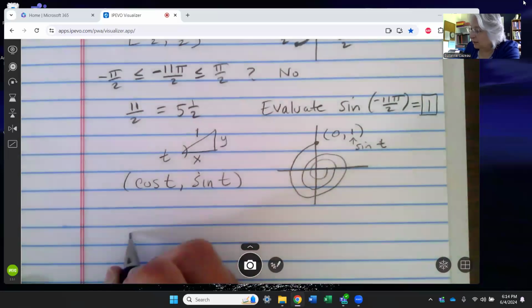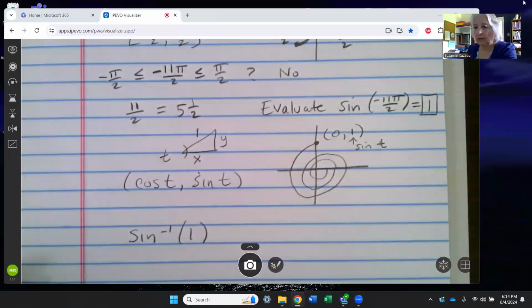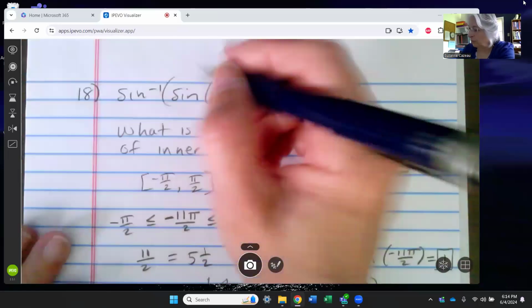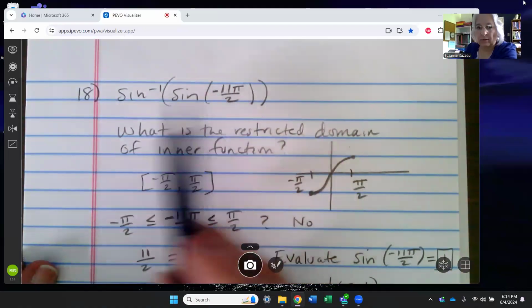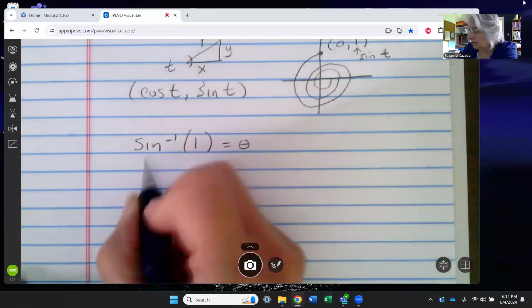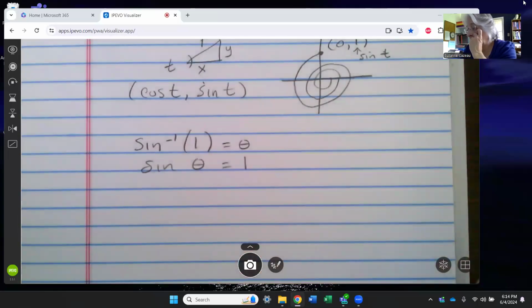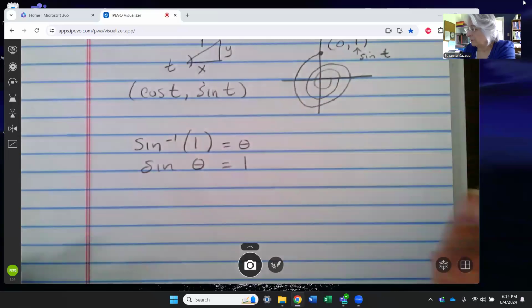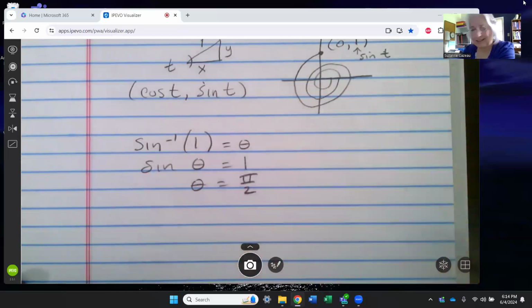Okay, so that means that we now have inverse sine of 1, right? We're just going to replace this. This is now equal to 1. This piece now equals 1. So now it's inverse sine of 1 is what we got to do. And let's just call it theta. And that means the sine of theta is 1. Well, guess what? That's pi over 2. That's just terribly easy, isn't it?